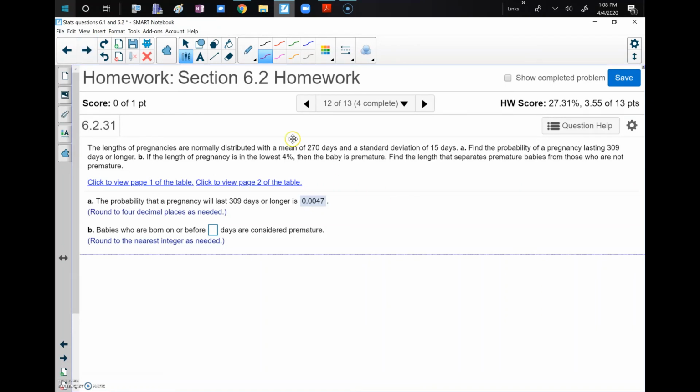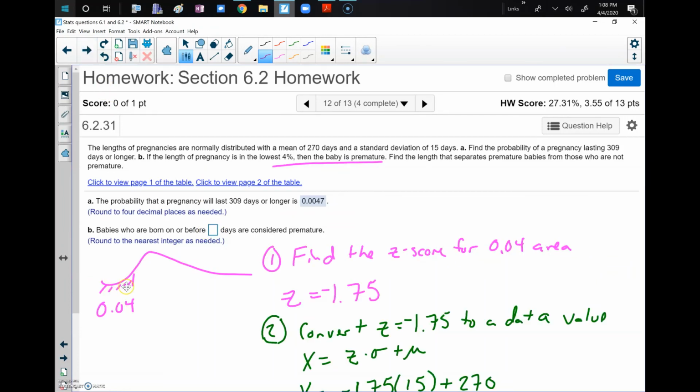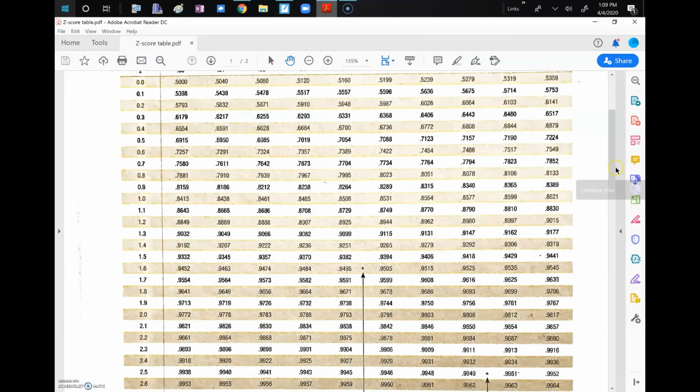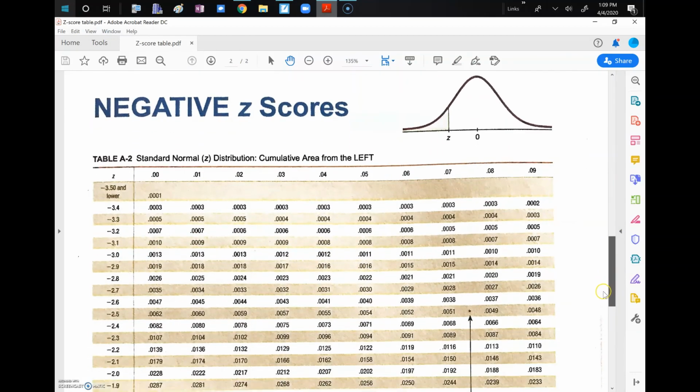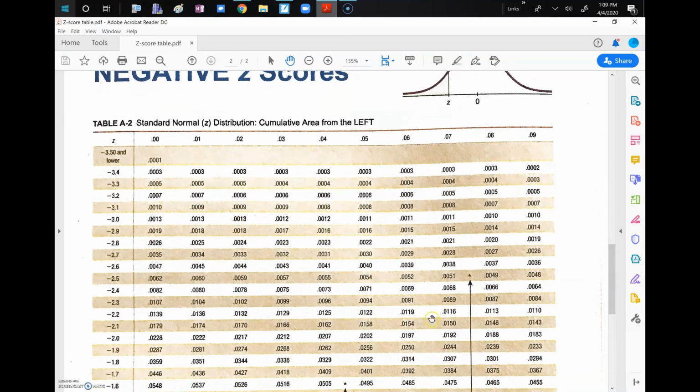And then they want to know if the new threshold is to have a length of pregnancy that's in the lowest 4% to be considered premature, how many days that would represent for the pregnancy. So drawing ourselves a picture, we're now looking at values to the left. I want to have 4% on the left as the area underneath my curve. So I'm going to look up that 4% in my chart and determine what the z-score is. So I'm looking at data values on the left, so I want to have the left side of my z-chart. And so I'm looking inside my z-chart for a value of 0.04.